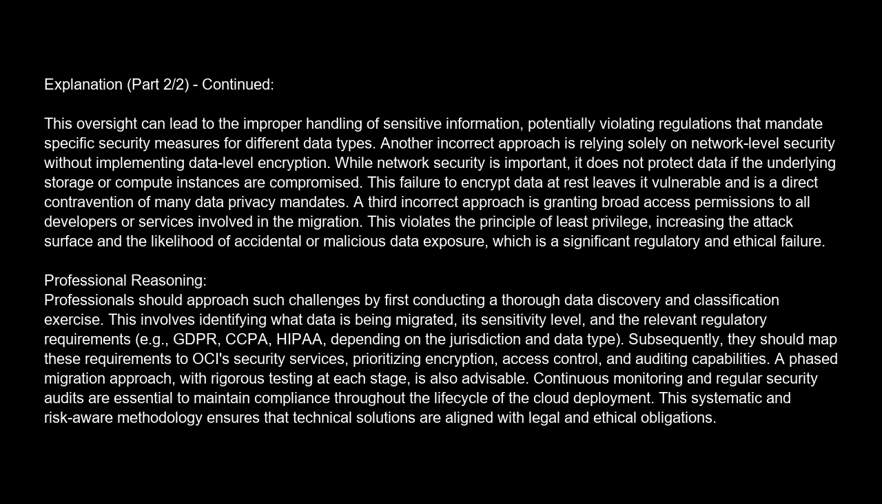Subsequently, they should map these requirements to OCI's security services, prioritizing encryption, access control, and auditing capabilities. A phased migration approach with rigorous testing at each stage is also advisable. Continuous monitoring and regular security audits are essential to maintain compliance throughout the lifecycle of the cloud deployment. This systematic and risk-aware methodology ensures that technical solutions are aligned with legal and ethical obligations.